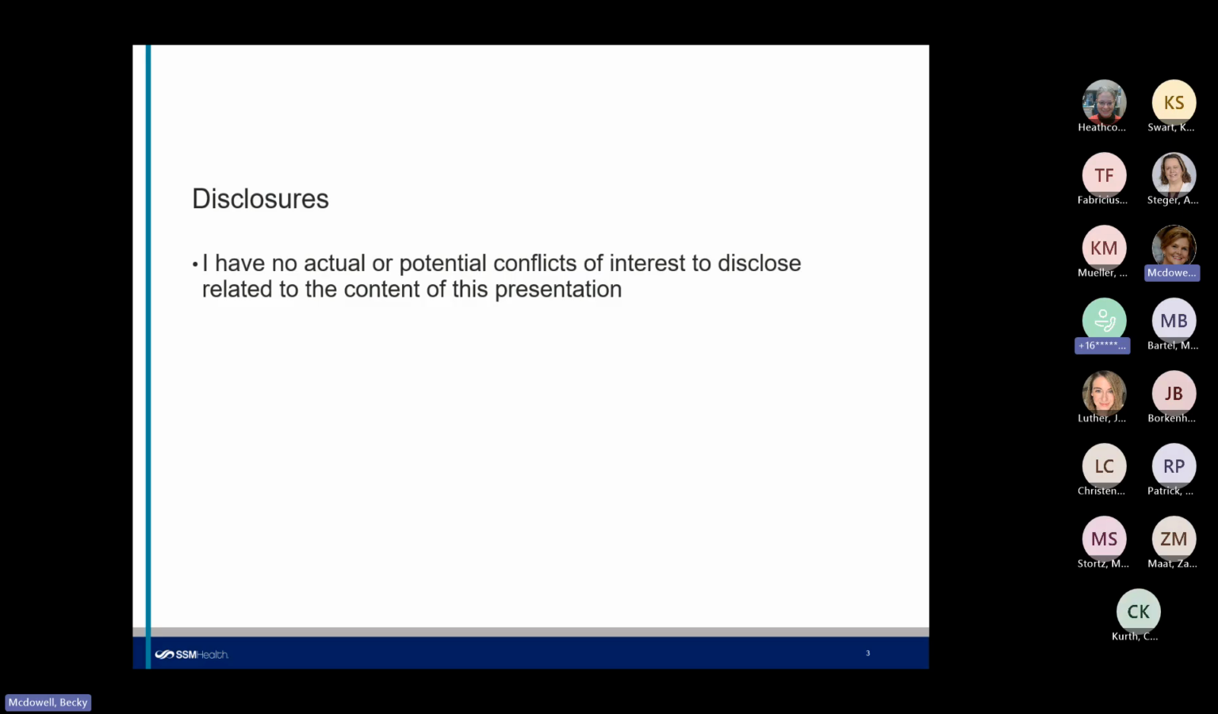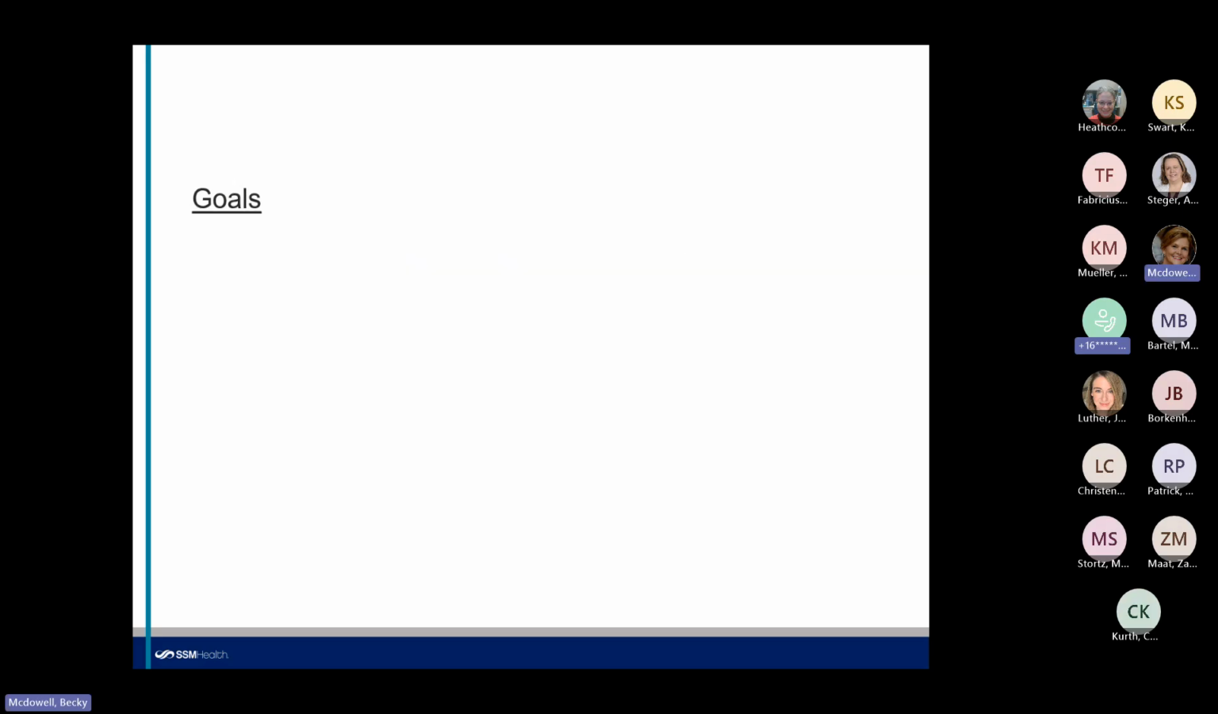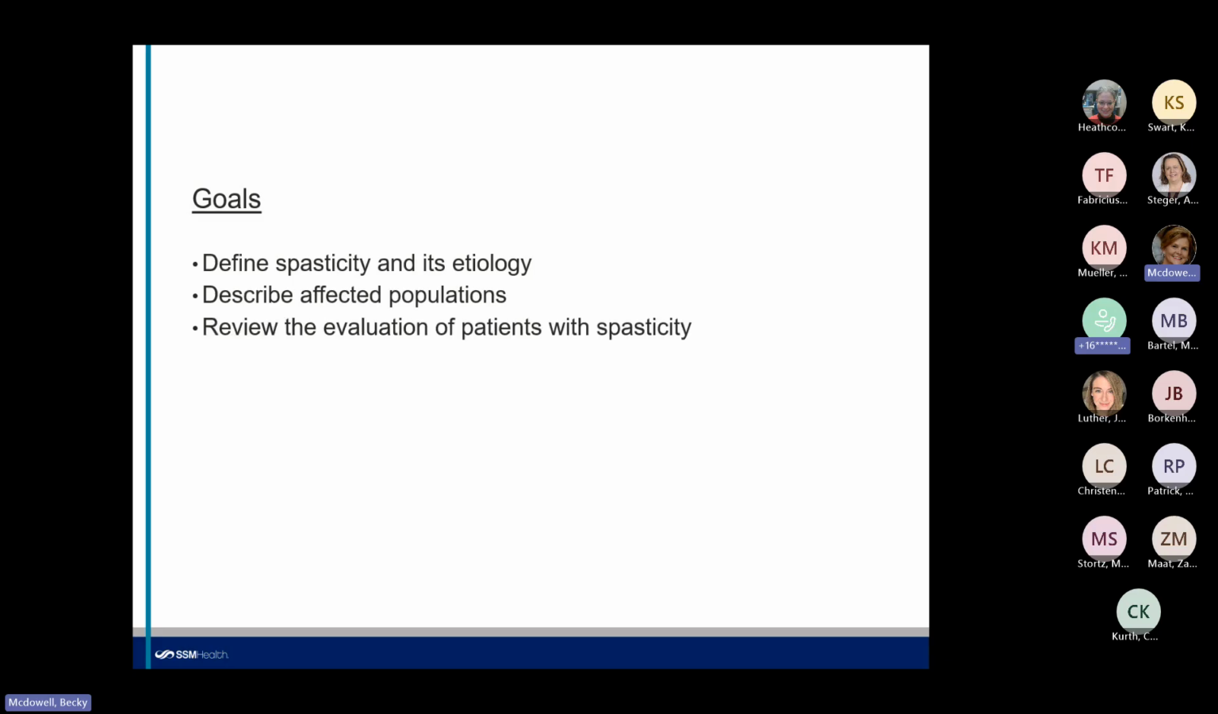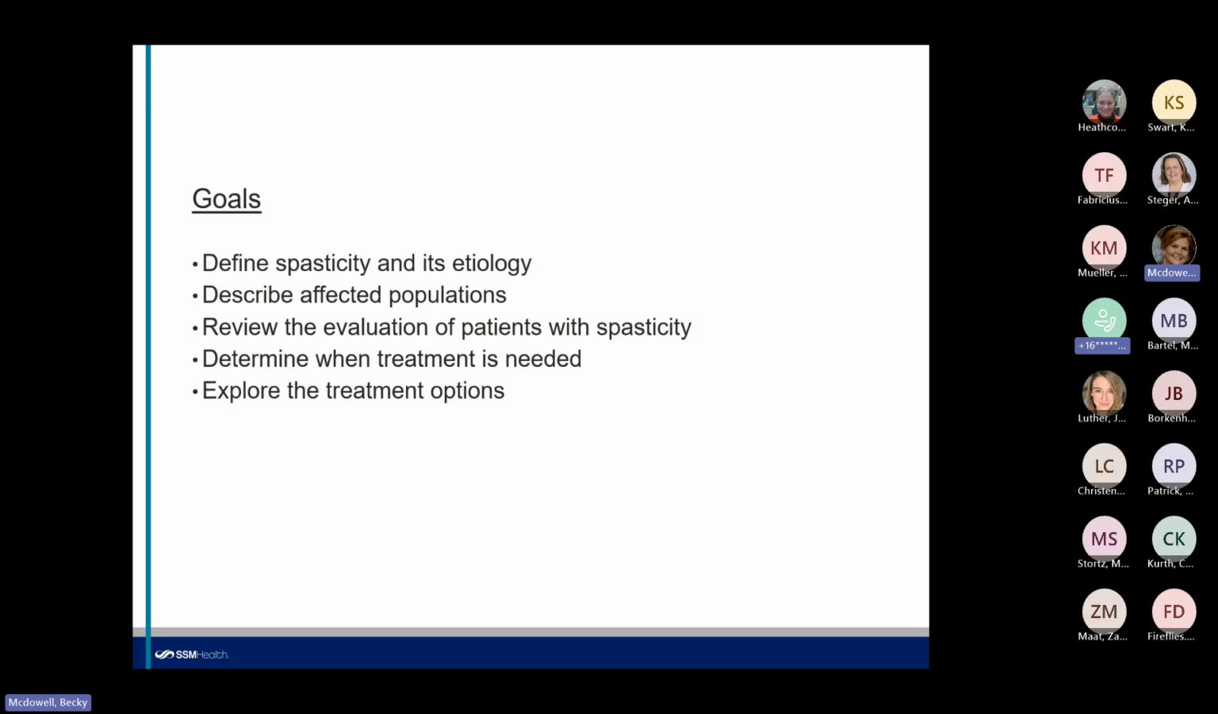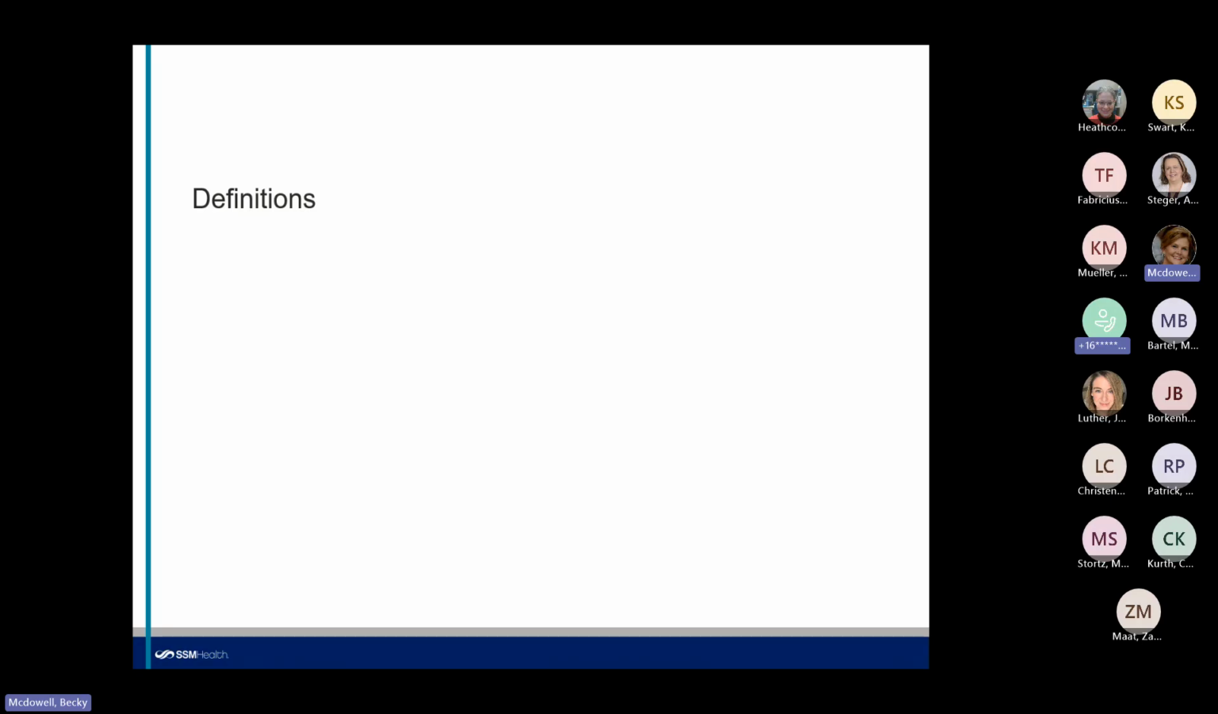I have no disclosures. Goals of this lecture: I'm going to define spasticity and its etiology, describe the affected populations, review the evaluation of patients with spasticity, determine when treatment is needed, and explore the treatment options. We're going to go over some definitions just to get some baseline information on different muscle terms that you might hear during this lecture, you might have heard already.